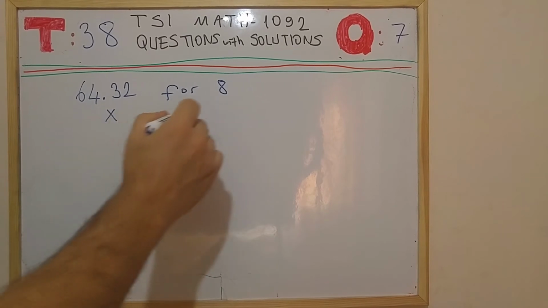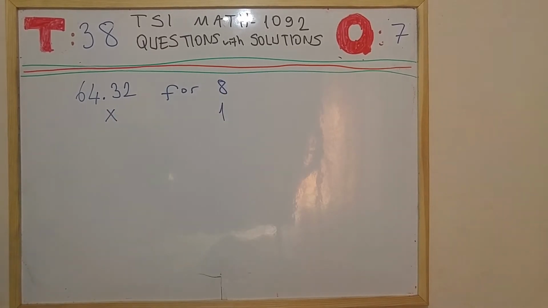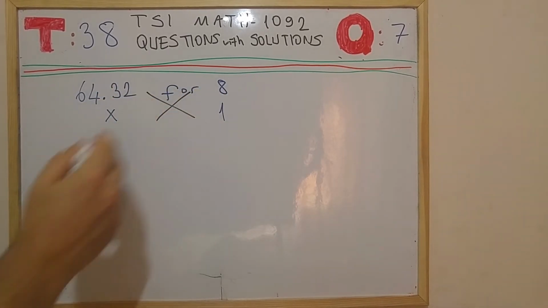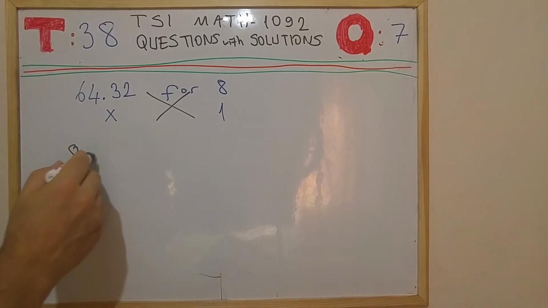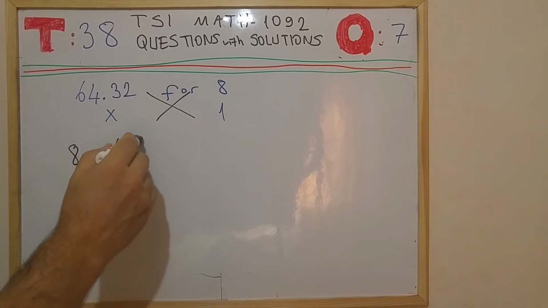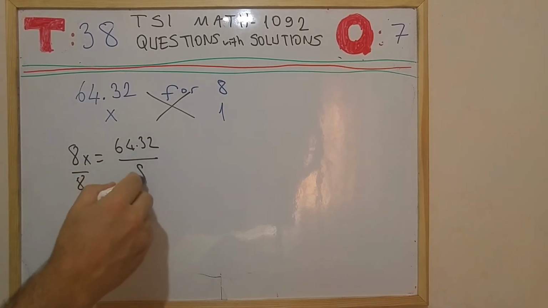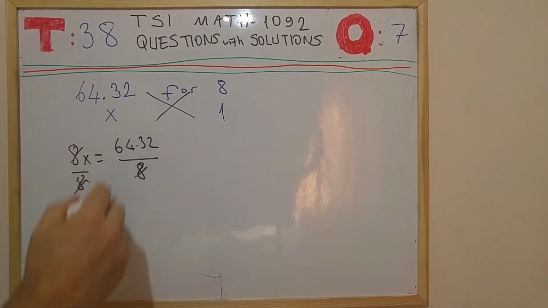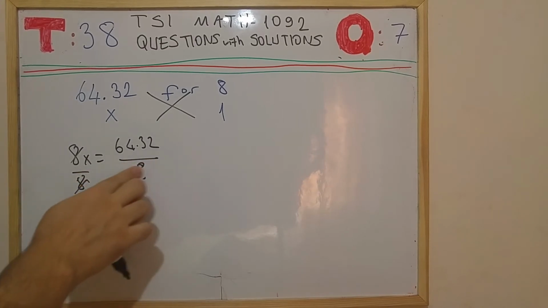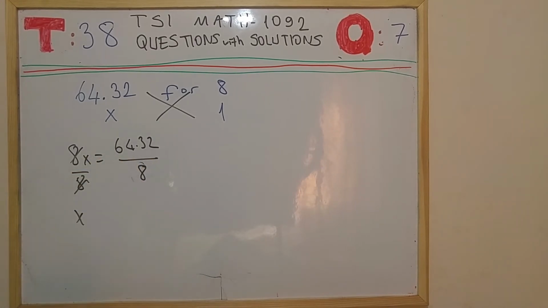How much will he pay for one book? Let's do it. This means that 8x is equal to 64/32. Therefore, x will be equal to, when we divide each side by 8, x is equal to 64/32 divided by 8, which is equal to 8.04. Do not forget the 0, otherwise it's going to be wrong.